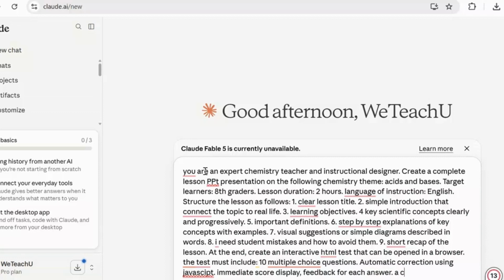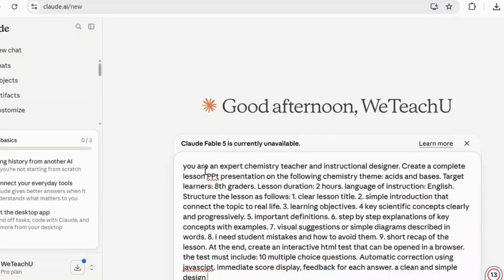I need the design to be clean and simple, and to be suitable for a student at this grade level, because I'm addressing 8th graders, and I need to include in the interactive assessment a try again button. So I need to include a try again button.